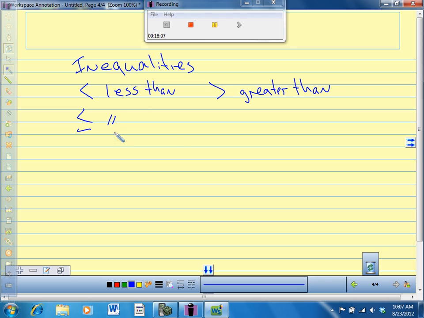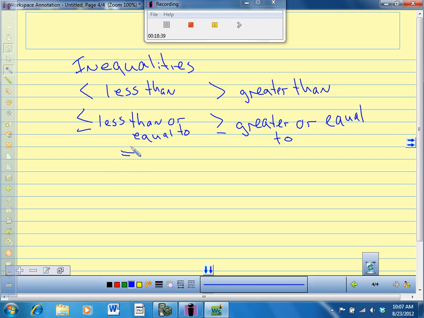I'll write out the whole thing. Less than or equal to. And this means greater than or equal to. And then there's one more. What does that mean? Oh, it's not up there. Guess what it means? Yeah, it means not equal to.